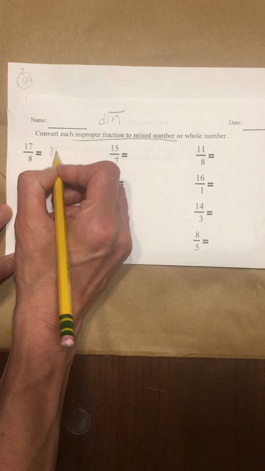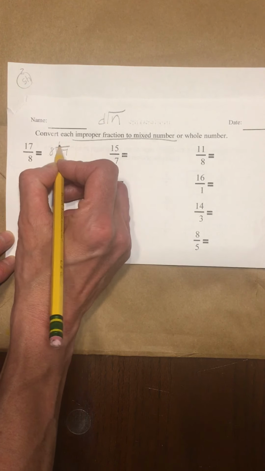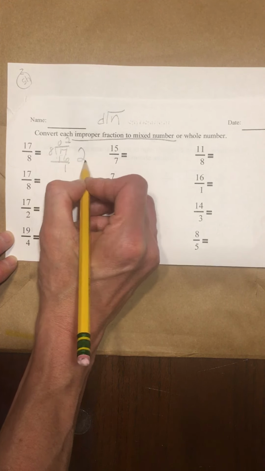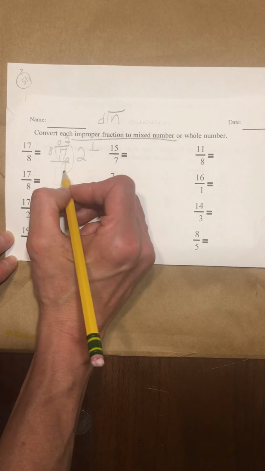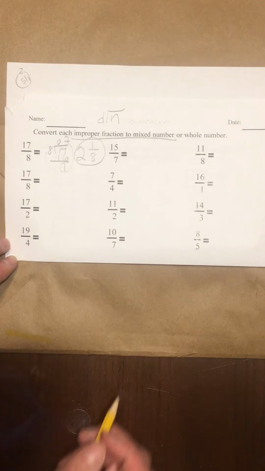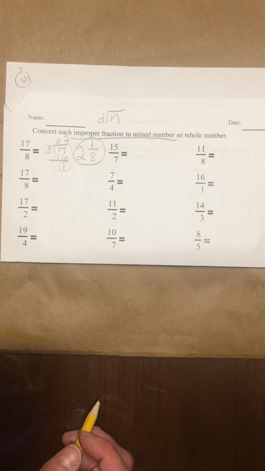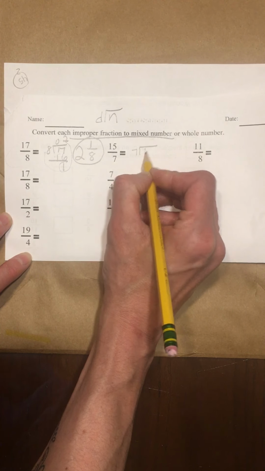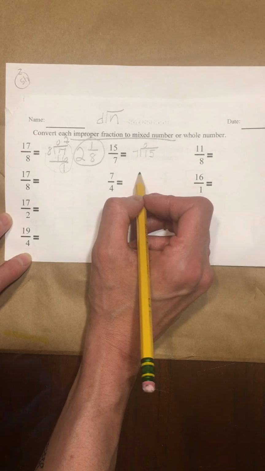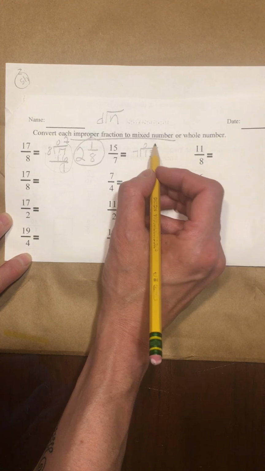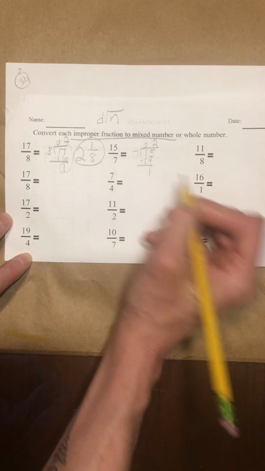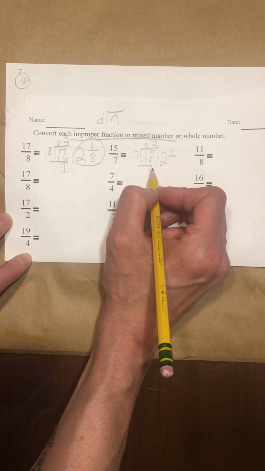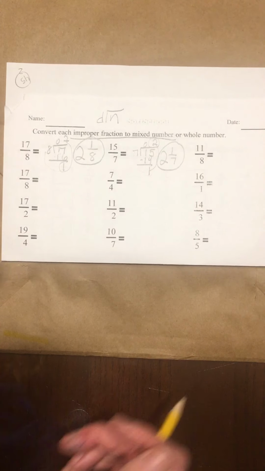Okay, so 8 into 17. How many times can 8 go into 17 without going over? That's 2. My whole number is 2. What am I counting? And my denominator is the same, 2 1/8. Okay, I'm going to do one more for you. We'll go over here. 7 into 15. How many times can 7 go into 15 without going over? That's 2. My whole number is 2. My leftover or my numerator is 1. And my denominator stays the same, 2 1/7.